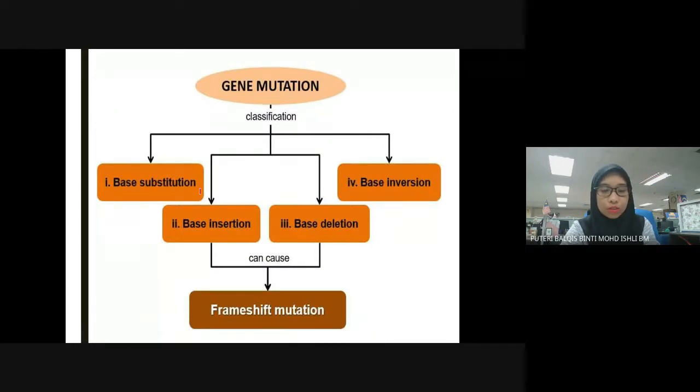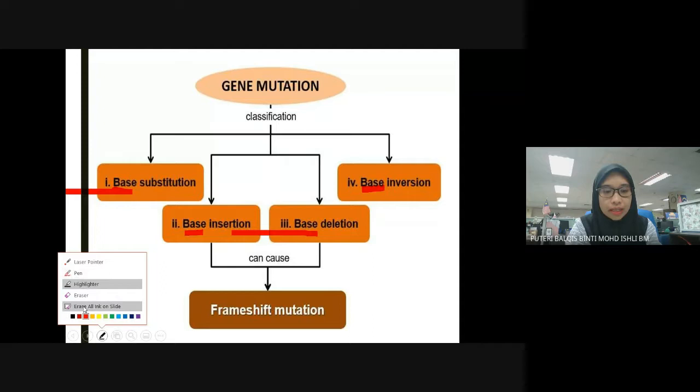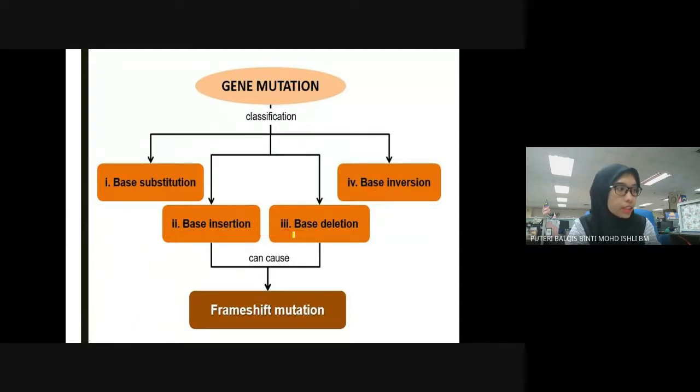We have base substitution, base insertion, base deletion, base inversion. Wajib tulis perkataan base. Untuk gene mutation awak wajib tulis perkataan base. Tak tulis perkataan base, dia akan jadi salah. Okay. So base substitution, base insertion, base deletion, and base inversion. Base insertion and base deletion, it can cause frame shift mutation.